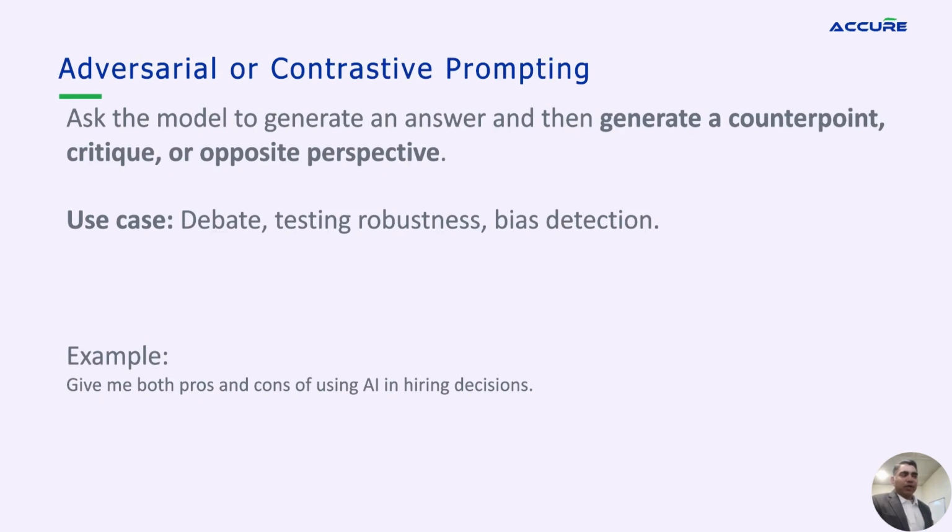Another example of advanced prompting is adversarial or contrastive prompting. In this case, you generate two different arguments. One could be in support, the other could be in opposition. For example, the use case for this is debate, testing robustness and bias detection. Here is an example: give me both pros and cons of using AI in hiring decisions.